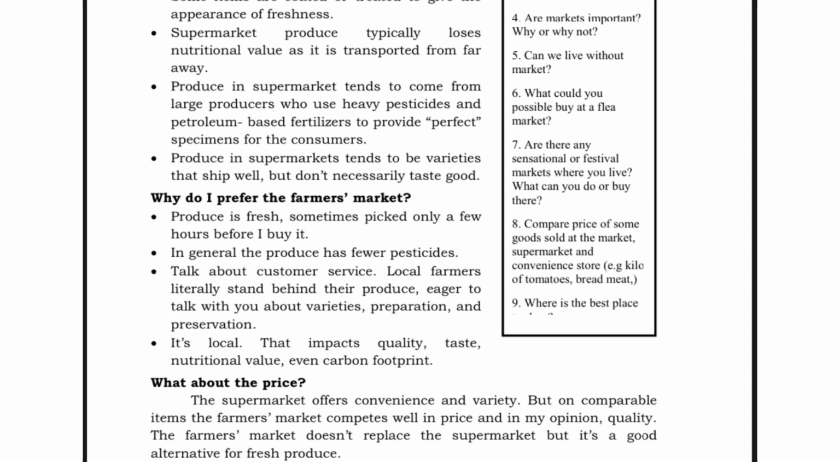Why do I prefer the farmer's market? First, produce is fresh, sometimes picked only a few hours before I buy it. In general, the produce has fewer pesticides. Talk about customer service: local farmers literally stand behind their produce, eager to talk with you about varieties, preparation, and preservation. It's local. That impacts quality, taste, nutritional value, even carbon footprint.